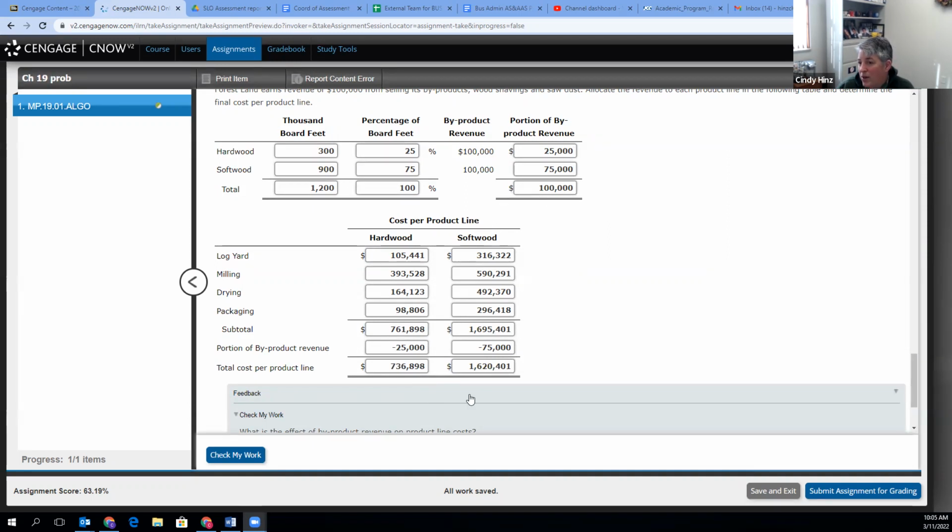And so on their income statement, what you would see is the revenues from hardwood and softwood, and then the cost of goods sold would include these net costs. You wouldn't see a separate line item for these revenues, and as we're making decisions about our business, we would not be making decisions based on what's best for the wood shavings and sawdust, because we're focused on our core business, which is hardwood and softwood, and the byproducts are just a necessary sideline, if you will.